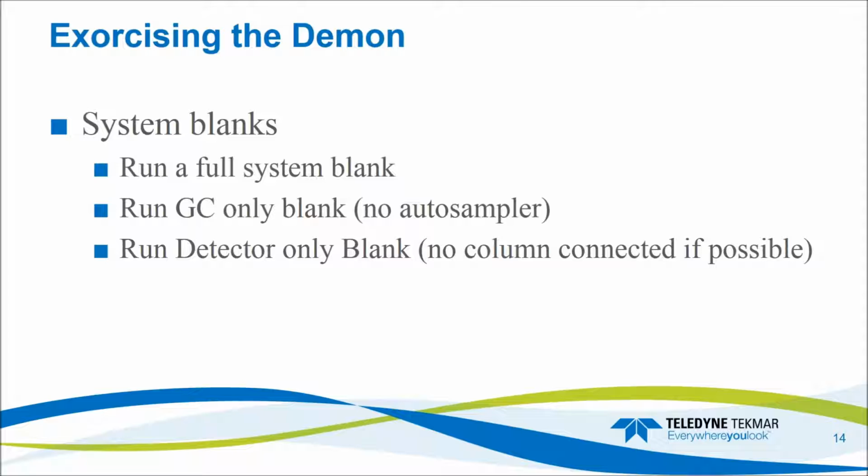So if you see the contamination with the full system run, but not with the GC only, then you know that the issue is in the autosampler. If you see it with the full system run and the GC only, but not in the detector, then you know the issue lives somewhere in your GC. And then if you see the contamination in all three blanks, regardless of which component you remove, then you have something broader going on in the whole system.